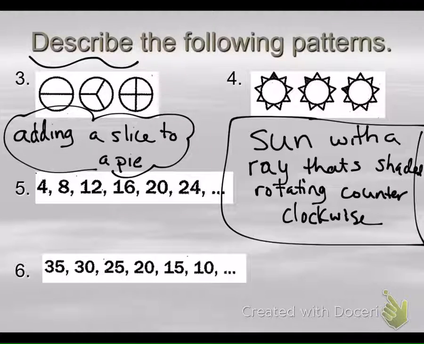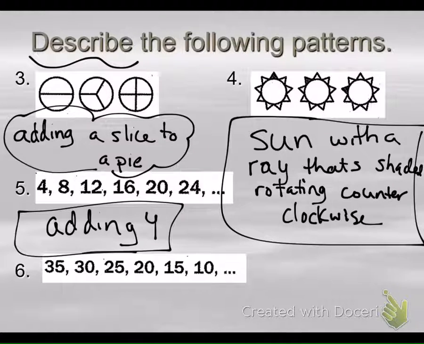Number 5. 28. We are describing the pattern. 28 would be completing the pattern. How did you get to 28? 4, 8, 12, 16, 20. So what are you doing each time? Adding 4. Good. Awesome. And then number 6, what's happening to each of those? It's going down by 5. Subtracting 5. Good.